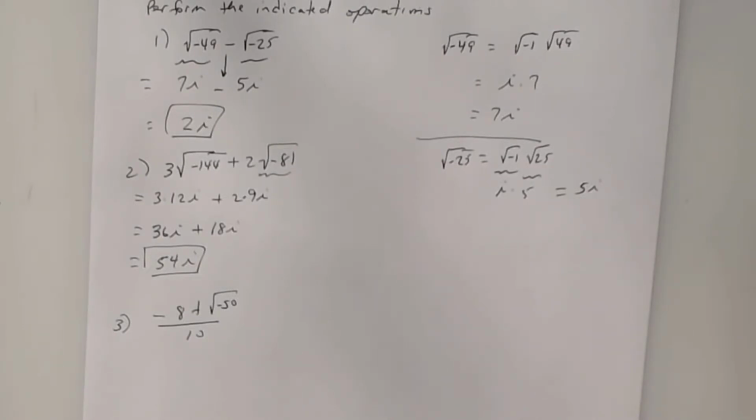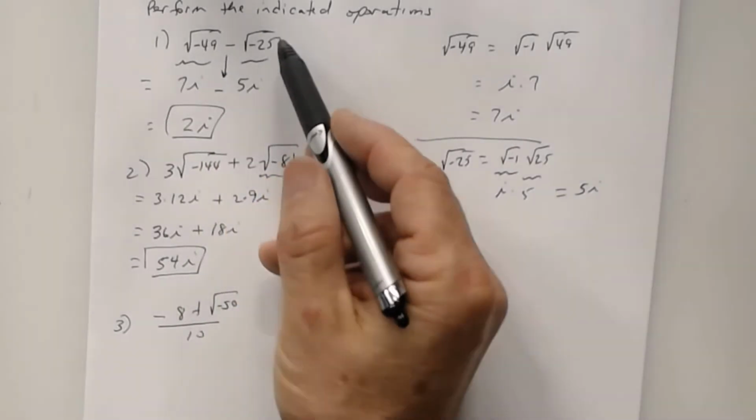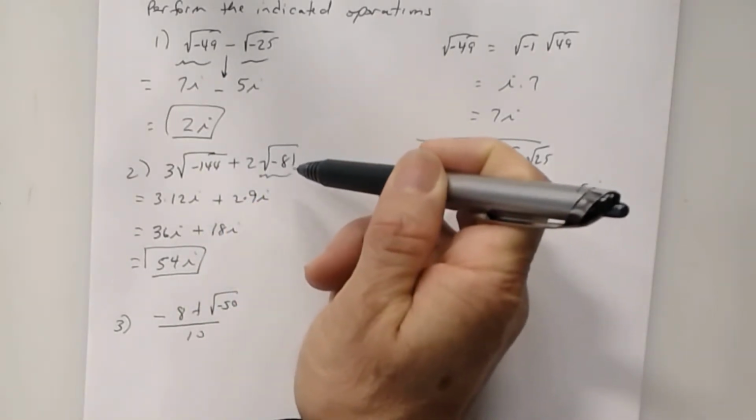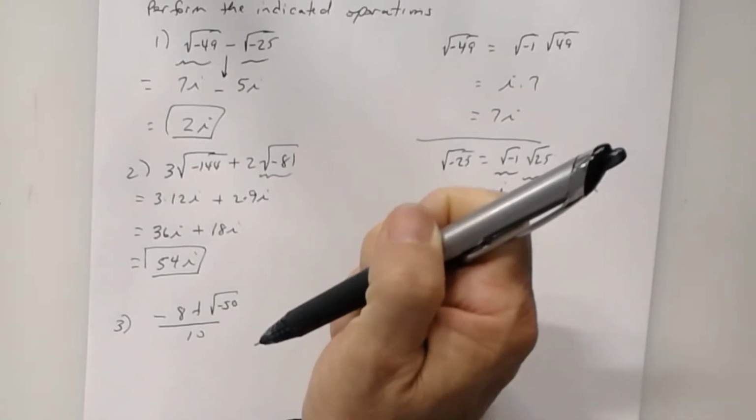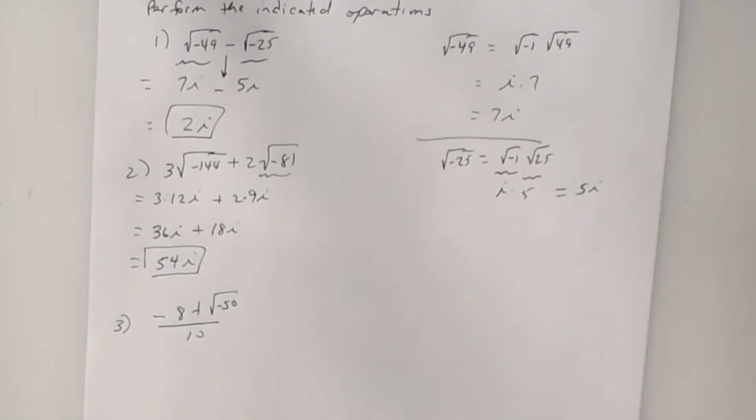Now, the problem with number 3 versus the other two is that in the other two, setting aside the negative sign, 49, 25, 144, and 81 are perfect squares. But is 50 a perfect square? No. So remember what we did last semester: we had to simplify that square root of 50. We had to think about what perfect square goes into 50. 7 is not a perfect square. 25.